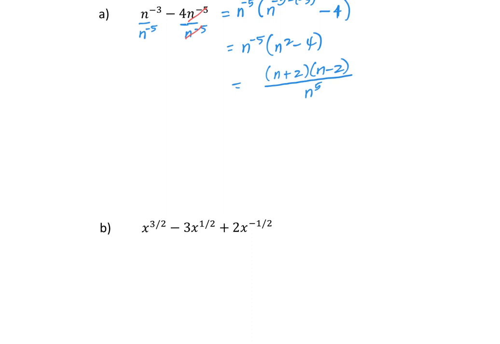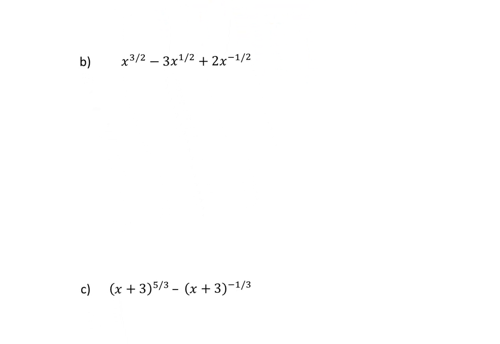Let's try another one. In part B, we have 3 terms, and I can see every term has an x in it. So I know I can factor out an x. The exponent I'm going to choose would be a -1/2 because that's the smallest. So what remains is in parentheses. So remember what we're doing is we're dividing by x to the -1/2.